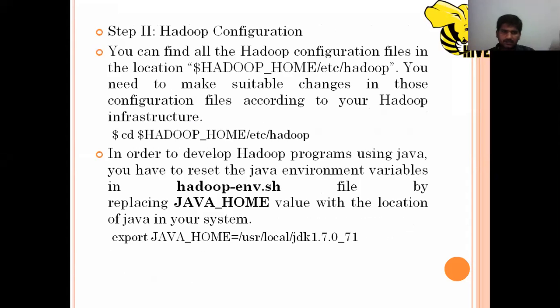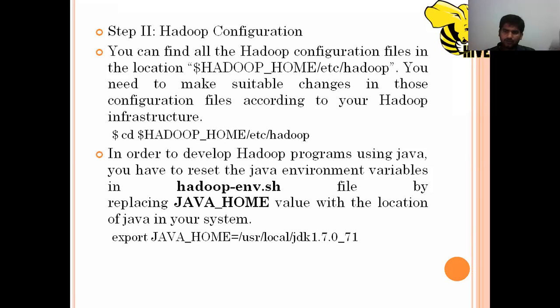So we cd into the directory, then dollar symbol Hadoop home, where some folders are inside, then go to Hadoop. In order to develop Hadoop programs using Java, you have to reset the Java environment variables in the hadoop-env.sh file by replacing the JAVA_HOME value. This is a very important thing. In order to develop Hadoop programs using Java, we have already installed Java.